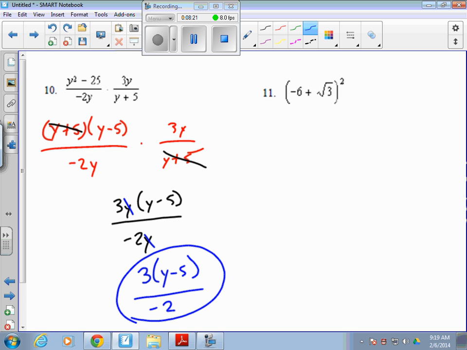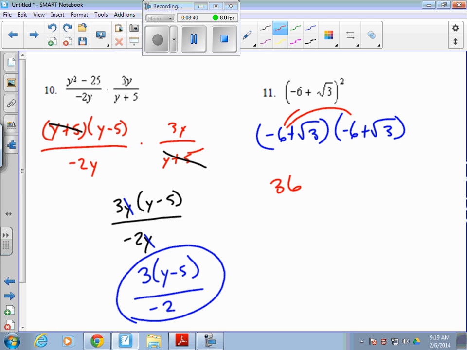Number 11, it says negative 6 plus the square root of 3, squared. That means you have to square the entire binomial. Negative 6 plus the square root of 3 times negative 6 plus the square root of 3. You have two binomials that you're squaring. That means you need to FOIL. Negative times negative, positive 36. Outers, negative 6 times that is minus 6 square root of 3. Inners, negative 6 times the square root of 3. Again, negative 6 square root of 3.